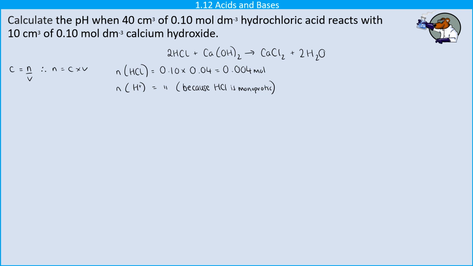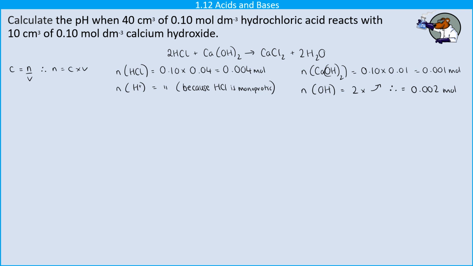Then I can move over to my base. So for calcium hydroxide, I've got 0.001 moles. But you can see here that this is a dibasic alkali. I've got 2 hydroxides per calcium hydroxide. So you can think of it like a multi-pack with 2 Kit Kats in it or something like that. So if I then want to count up the hydroxide ions, there's actually going to be twice as many of them. So I need to double that number there.